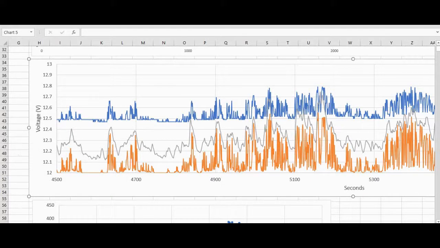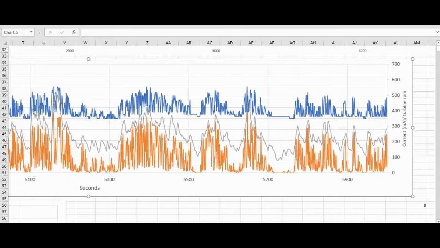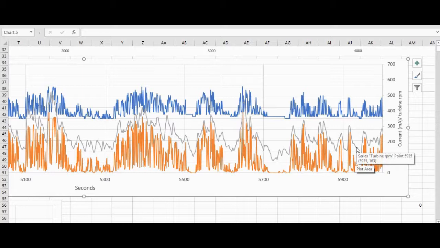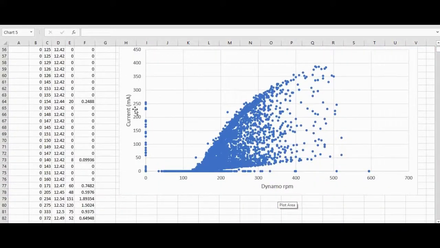I mentioned at the end of the previous video that I was having issues measuring current. Here's an extract of some of the data in more detail, and the blue is voltage, the red-orange colour is the current, and the grey is the turbine RPM. And clearly there is an issue here, and if we look at this graph of the current against the turbine RPM, we would expect to see a nice curve up here, and instead we get this.